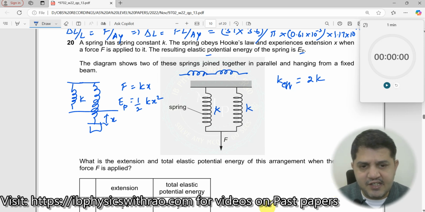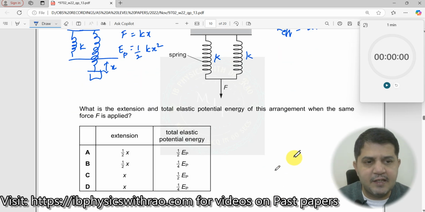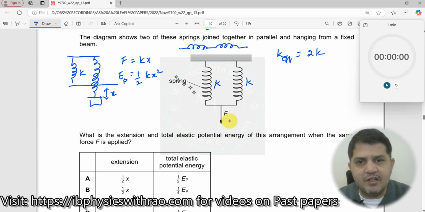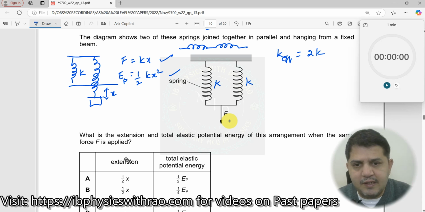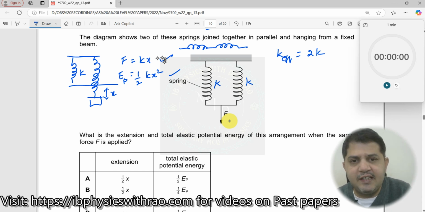Now, what is the extension and total elastic potential energy of the arrangement? The same force F is applied. When you apply a force of F over here, what are the values of extension and EP? That's the question. So, very easy question. What you can do is find the extension. Here, what is the extension? In this case, X is equal to F by K.